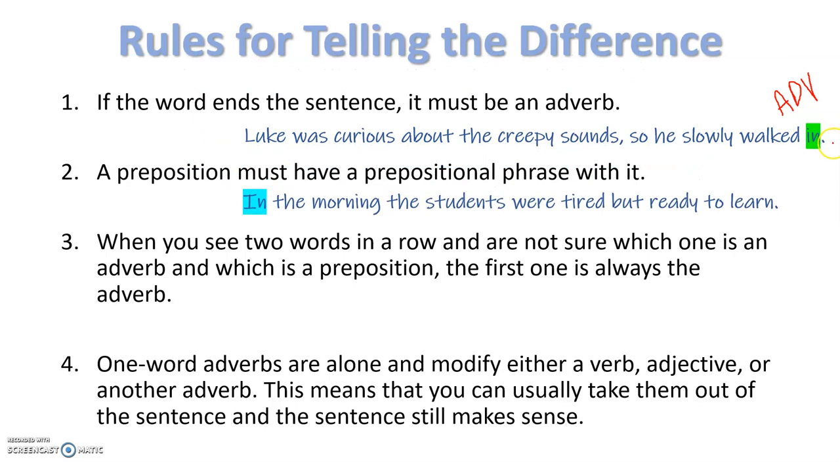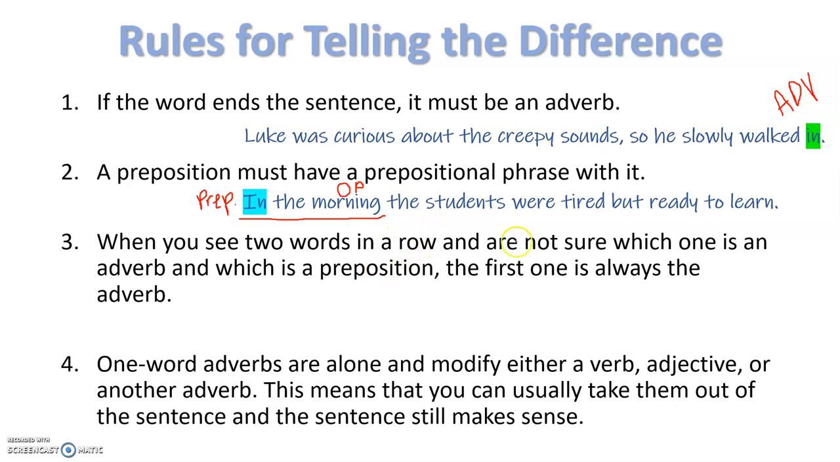A preposition must have a prepositional phrase with it. In the morning, the students were tired but ready to learn. This is our prepositional phrase here, in the morning. We have our preposition here in blue, and our object of the preposition, which makes up the whole prepositional phrase. You can't take out the preposition because the sentence doesn't make sense. So that's a preposition there.